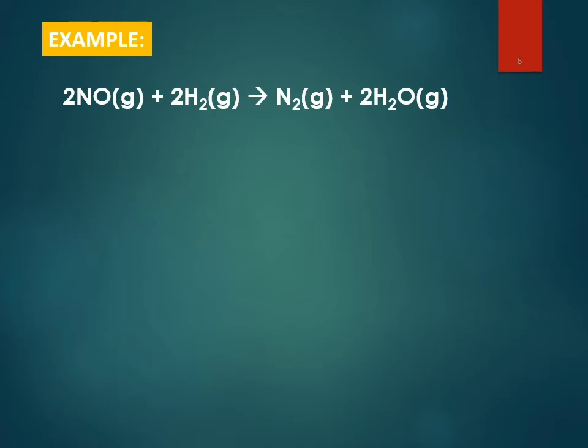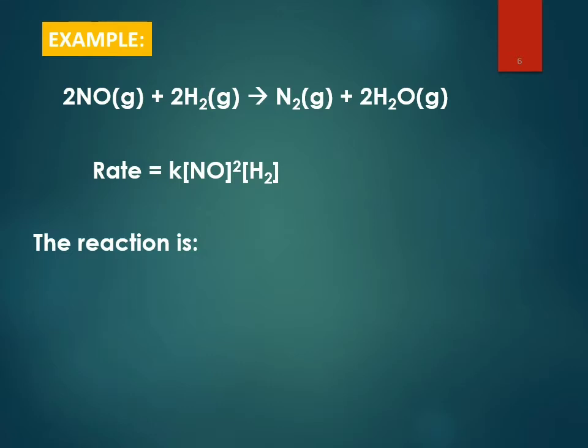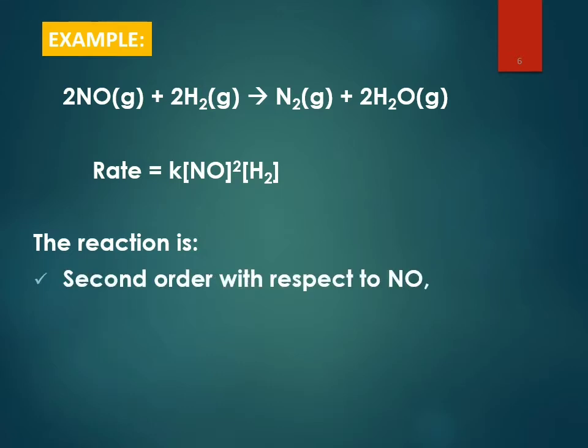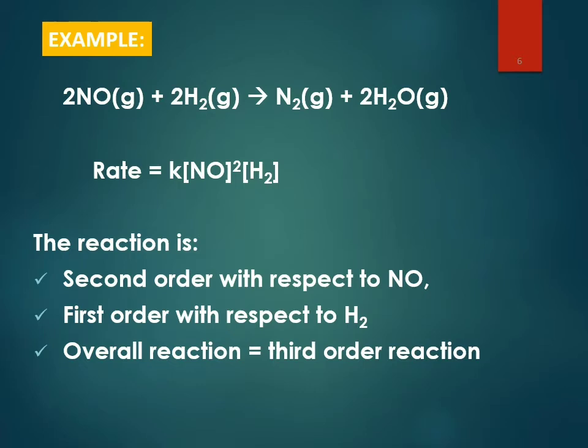Based on this balanced chemical equation, I have nitrogen oxide and hydrogen gas as my reactants. So I will have these two reactants included in my rate law. The rate law is rate is equal to rate constant k, concentration of nitrogen oxide to the power of 2, and concentration of hydrogen gas. So based on the given rate law, I can say nitrogen oxide is second order, hydrogen gas is first order, and the overall reaction order is third order.